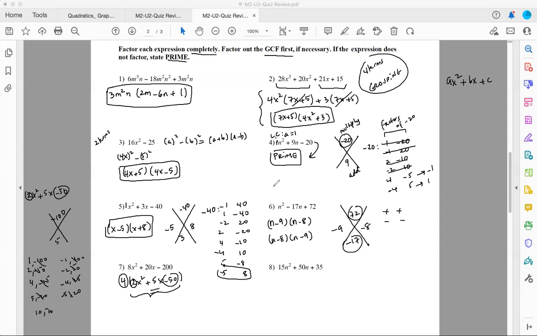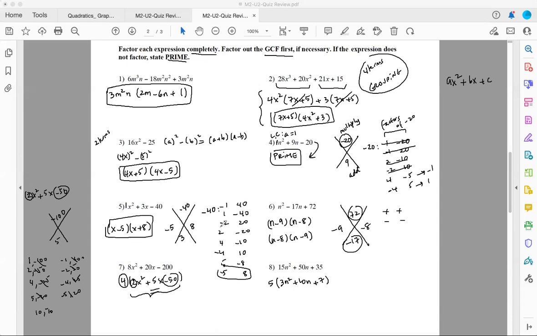Moving on, number 8, same idea, GCF first. I see 15, 50, and 35. I think 5 is the largest number in common, and there are no n's in common. The first two terms have n's, the third doesn't, so it's just 5. And what's left is 3n squared plus 10n, and then plus 7.